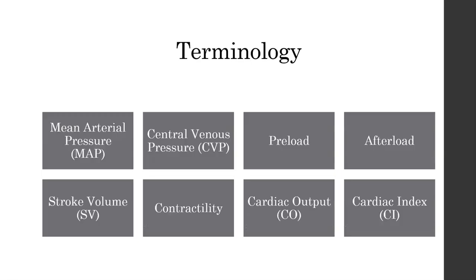Okay, so these are just some terminology, and we're going to talk about all of these. It's going to make more sense as we get going. I know I keep saying that, but it will, I promise. So we've got MAP, which is mean arterial pressure, and some of these you may be familiar with and have already been exposed to a little bit. We have central venous pressure, or CVP. We have preload and afterload, stroke volume, contractility, cardiac output, and then obviously cardiac index.